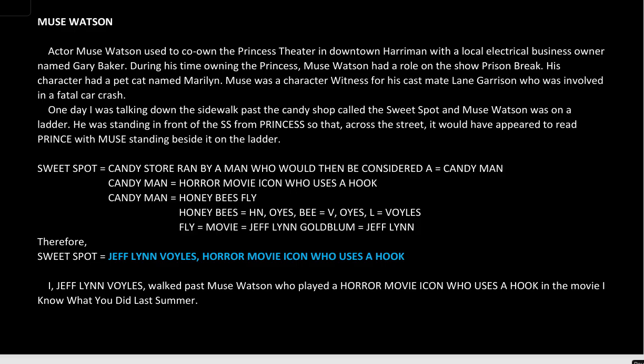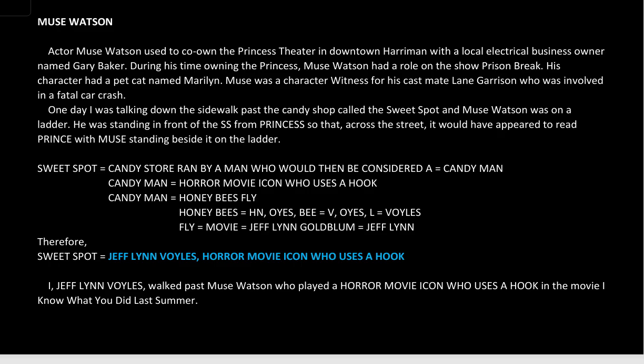All right. Muse Watson used to own the Princess Theater in downtown Harriman, Tennessee. Next door to the Princess, there's a candy shop called the Sweet Spot. So what this means is Muse Watson in the movie I Know What You Did Last Summer played a killer with a hook. Now next door to the Princess Theater, which was owned by Muse, is the candy shop, which is owned by the Candyman. So the candy shop represents the Candyman.